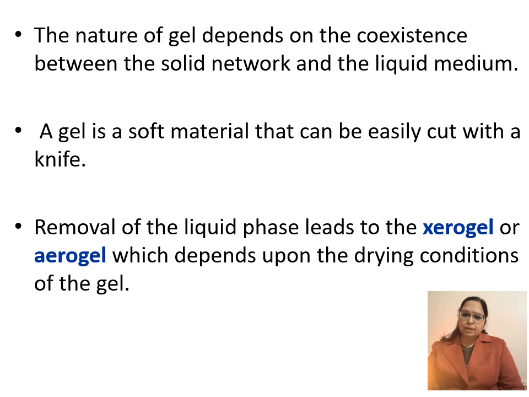The nature of gel depends on the coexistence between the solid network and the liquid medium. A gel is a soft material which can be easily cut with a knife. If somehow we remove the liquid phase from the gel, it becomes aerogel or xerogel, which depends upon the drying conditions of the gel. Depending upon the liquid enclosed in the gel, gel may be called a hydrogel if the liquid enclosed is water. It can be known as alcogel if the liquid enclosed is alcohol, or ammonogel if the liquid enclosed is ammonia.